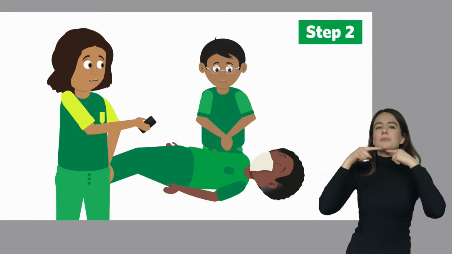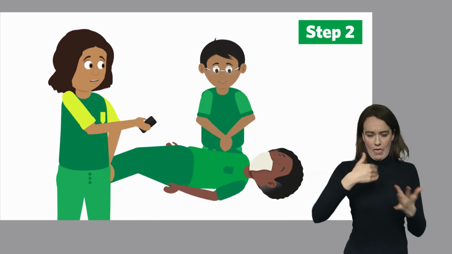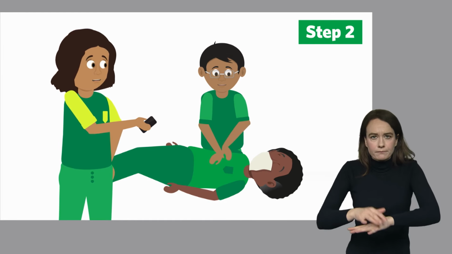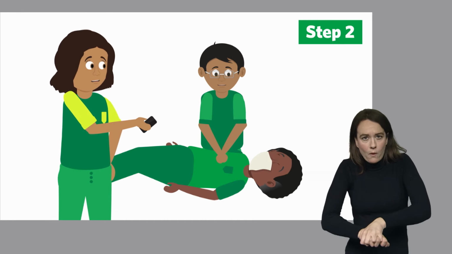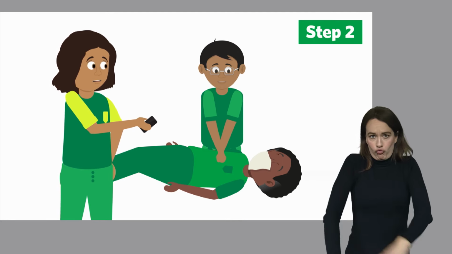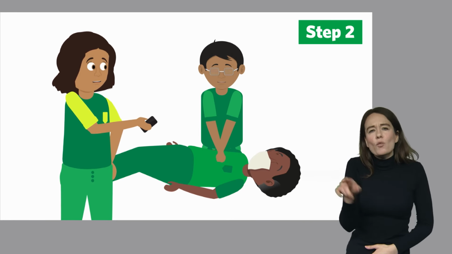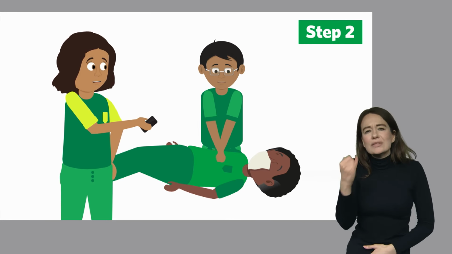Start CPR. Kneel by the casualty and put the heel of your hand on the middle of their chest. Put your other hand on top of the first. Interlock your fingers, making sure they don't touch the ribs. Keep your arms straight and lean over the casualty. Press down hard to a depth of about 5 to 6 centimeters before releasing the pressure, allowing the chest to come back up. The beat of the Bee Gees song Staying Alive can help you maintain the right speed. At this time, do not give rescue breaths.